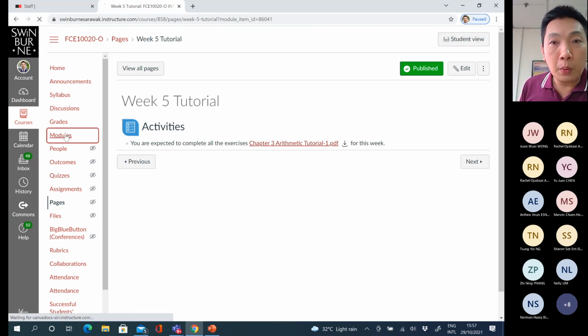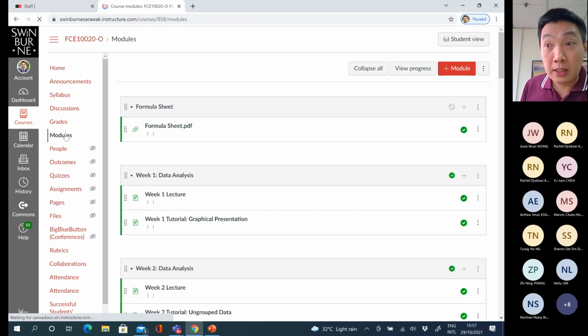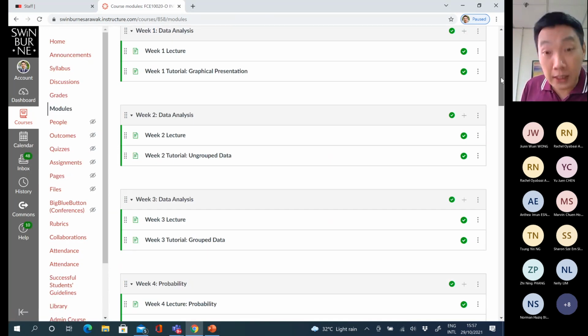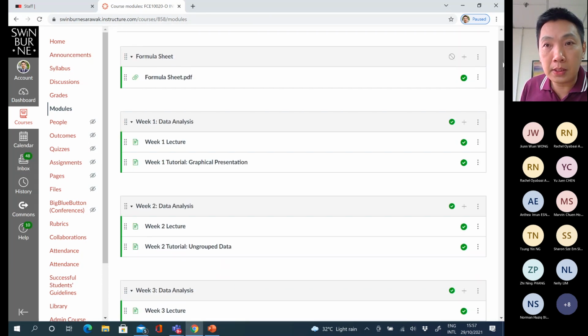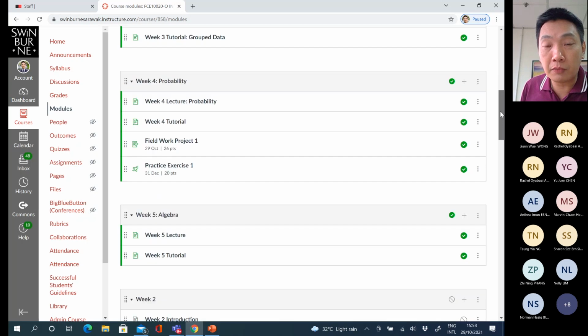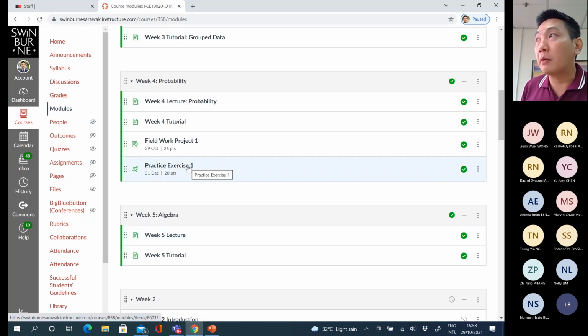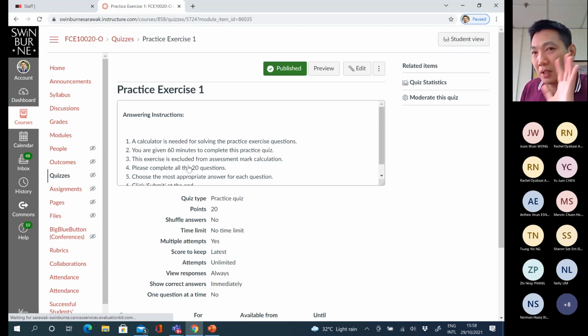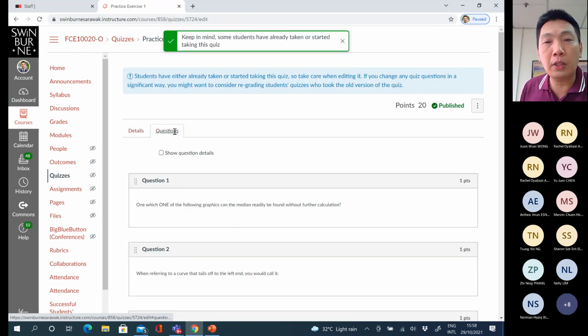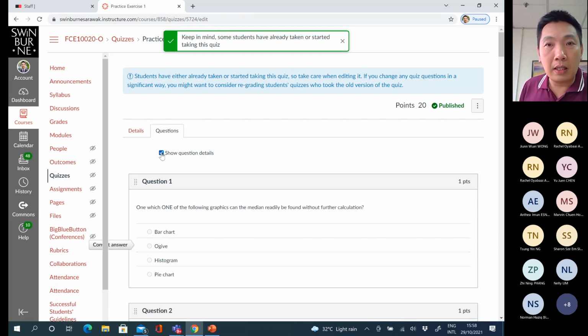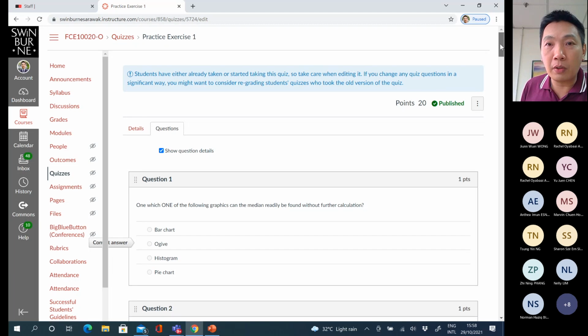For those who want to do revision for your probability chapter and also the statistics chapter, I already posted practice exercise 1 for you to prepare for your online test one. The format will be about the same. You can try the questions as many times as you like. It will not be counted in your final assessment mark. It's just for your practice purpose.